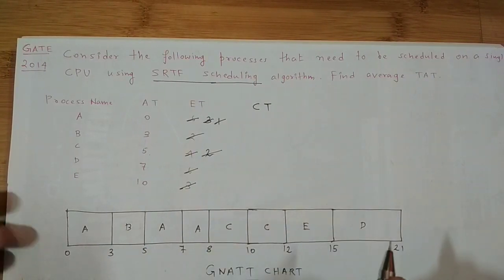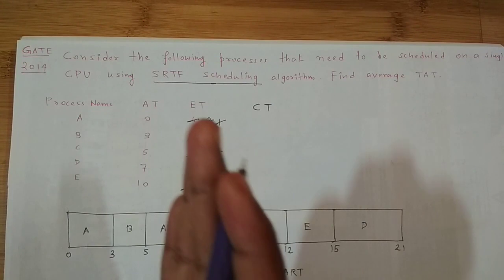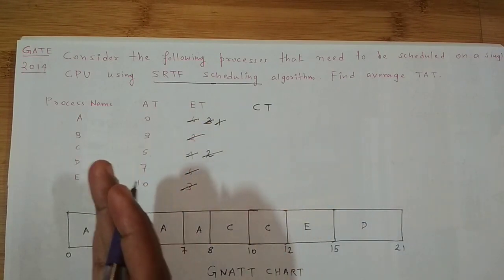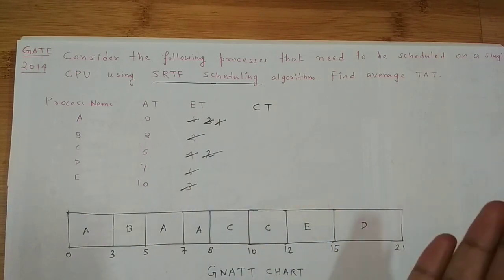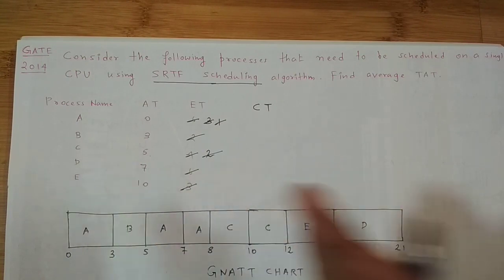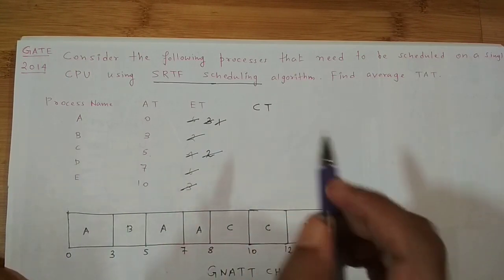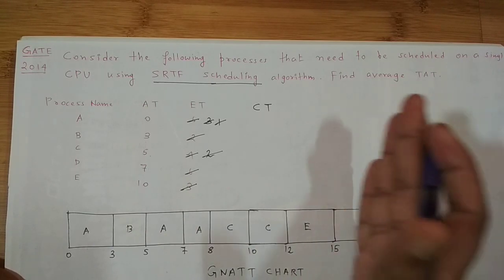Remember, for preemptive scheduling algorithms, if you have to find the completion time, you must scan the NAT chart from right to left. For non-preemptive scheduling algorithms, you can go from right to left or from left to right. It won't make any difference. But for preemptive scheduling algorithms, you must go from right to left. So in order to find the completion time, I'll traverse the NAT chart from right to left.